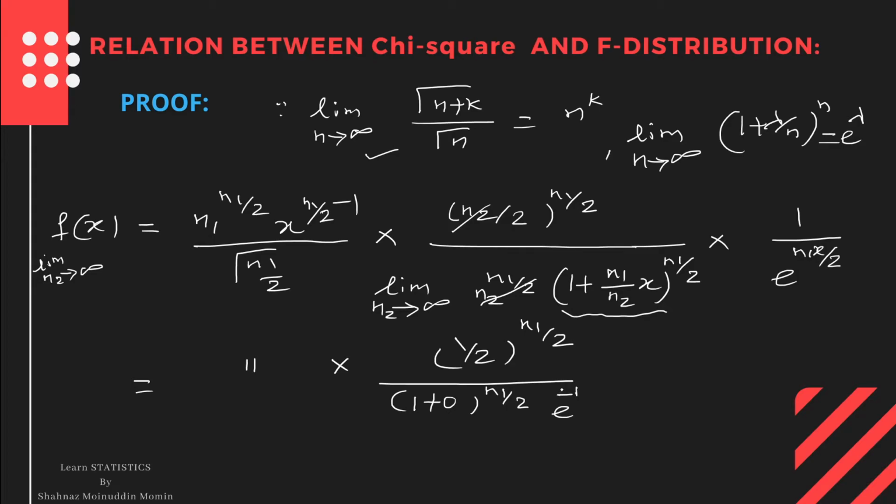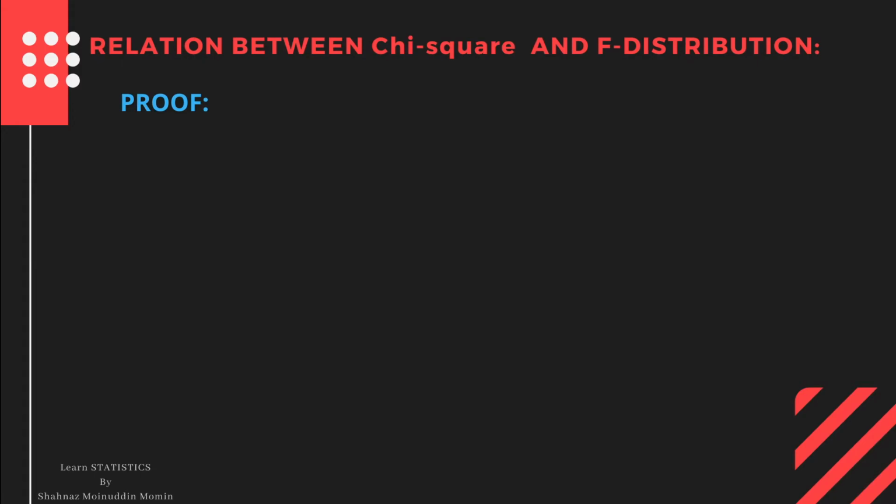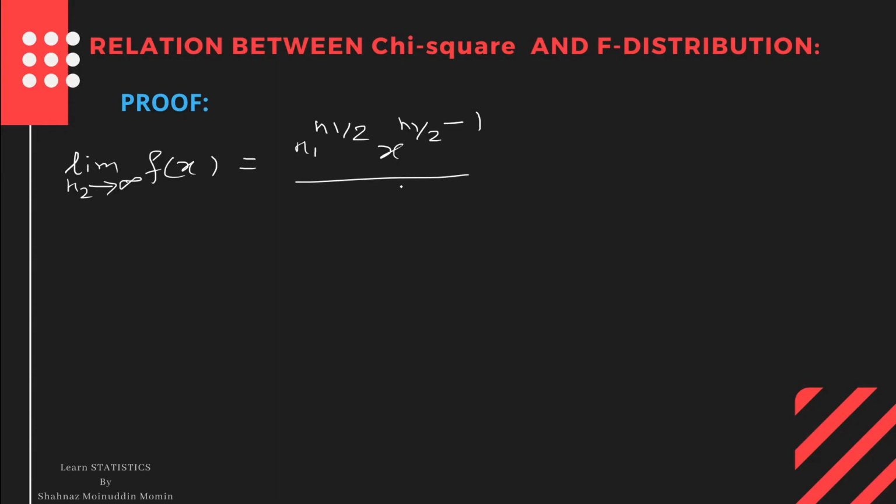e raised to minus n1 x divided by 2. Then in the next step we will write limit n2 tends to infinity f of x is equal to n1 raised to n1 by 2 x raised to n1 upon 2 minus 1 divided by gamma n1 by 2 into 1/2 raised to n1 by 2 e raised to minus n1 x divided by 2 for n1 greater than 0.